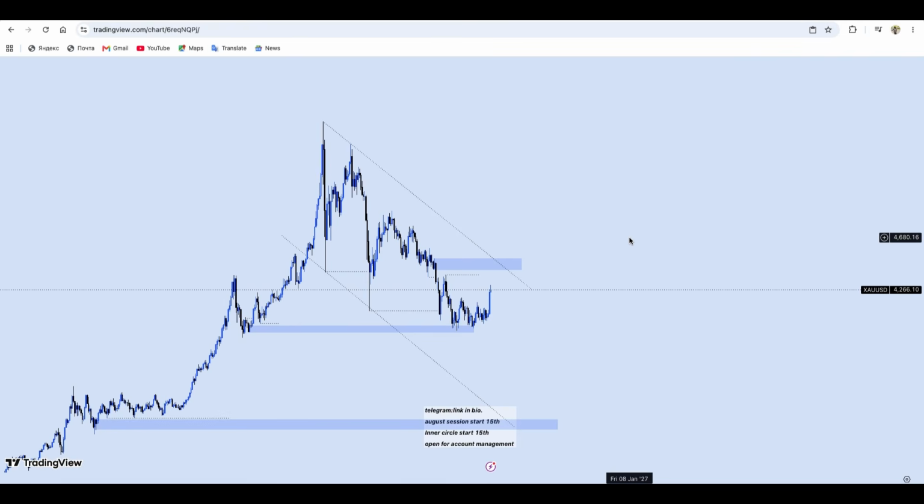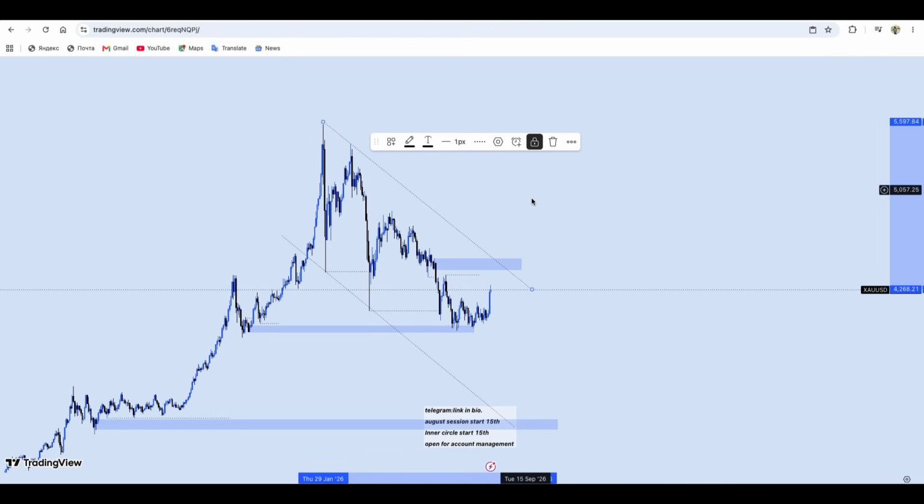I agree with your POI though. I don't understand CRT concepts, but my strategy is what I'm using. So if yours is in line with what I'm doing, then that's fine. So that is it on the higher time frame.